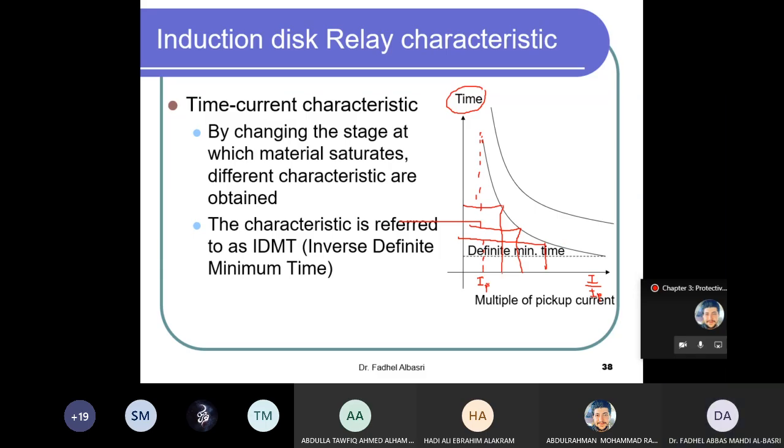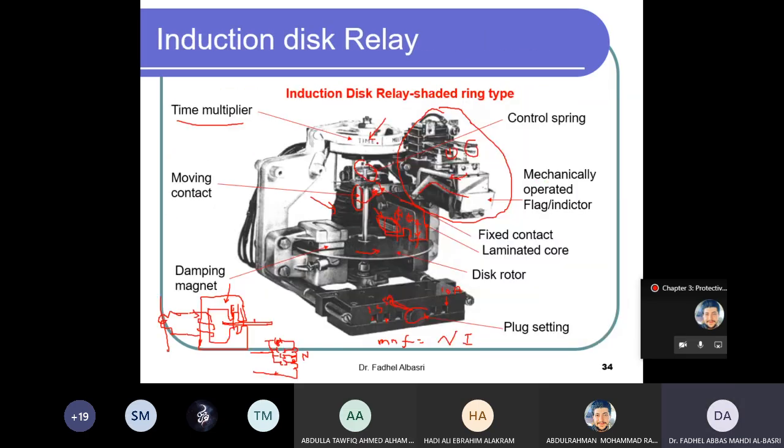And so this type of relay, we call it IDMT characteristics, inverse definite minimum time. Inverse because the operating time is inversely proportional to the input current. And definite minimum time because even at extremely large currents, the operating time will not be lower than a specific value. This is the minimum operating time for this type of relay, even if you inject extremely large currents. And I can change this curve to another curve by moving this knob further.